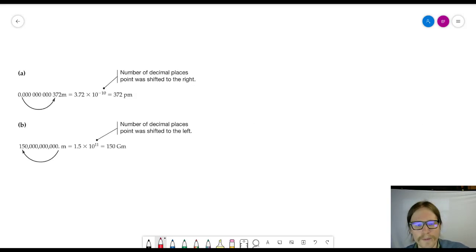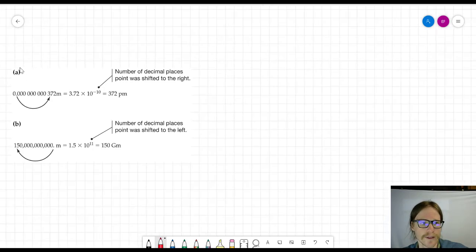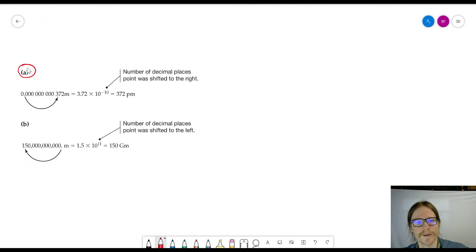When we're representing numerical measurements in the sciences, often we're dealing with really large or really small numbers that can be cumbersome to represent. So if we look at this example here, this is example A, this number 0.00000000372 meters, this is using the base SI unit for length. This represents the diameter of a sodium atom, so a really small object. This is cumbersome to write, right?